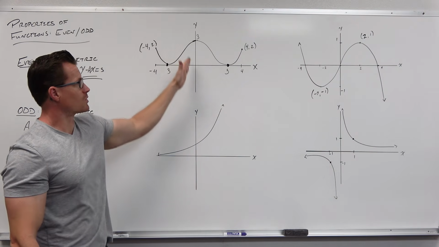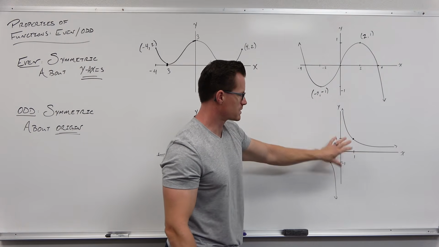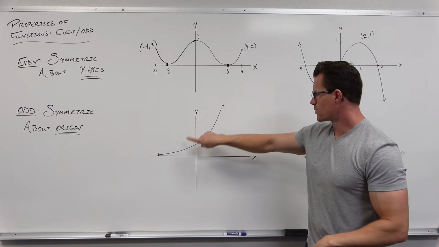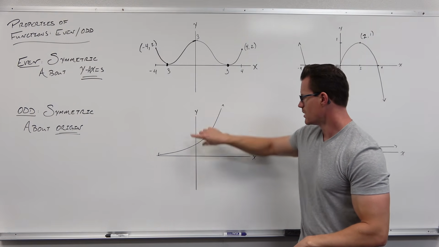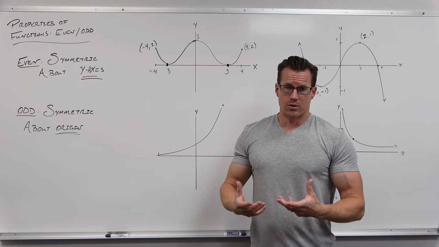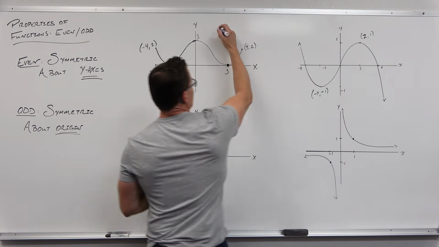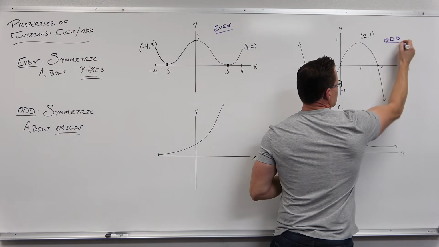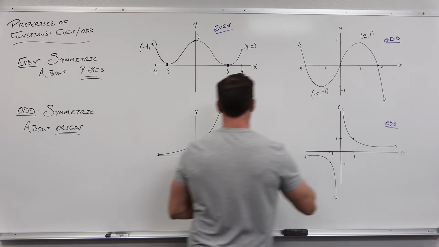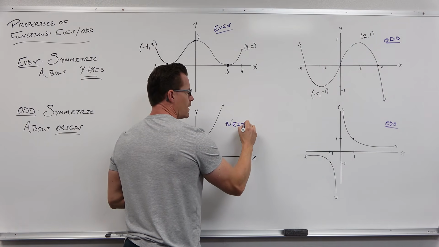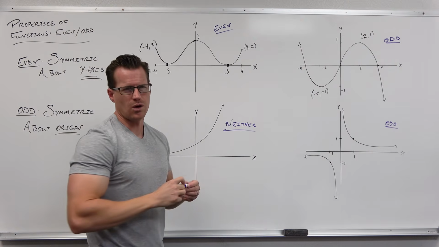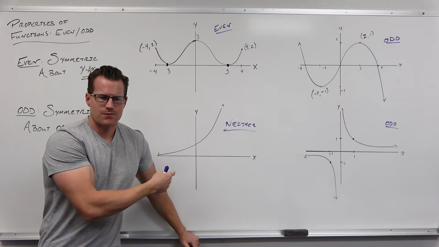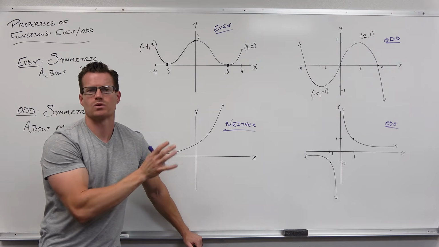So symmetry about the y, even. Symmetry about the origin, odd. Symmetry about the origin, odd. Symmetry about the y, no. Symmetry about the origin, if I reflect it twice, does it make the same picture? Or rotate 180? No. That would be neither. So if we want to write this stuff down, this is an even function. Both of these are odd. And this is neither. A lot of graphs are neither even nor odd. I don't want to say most of them, but lots of graphs are featureless as far as having any sort of symmetry, and that's okay.